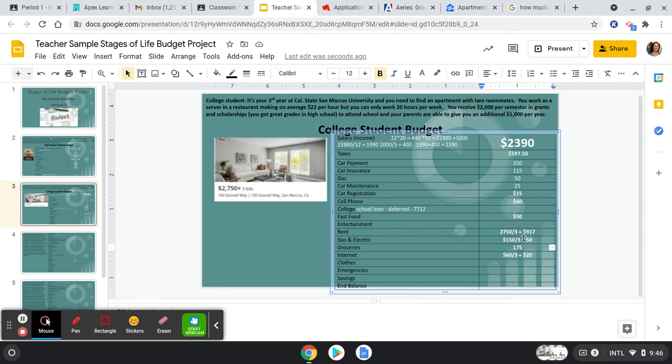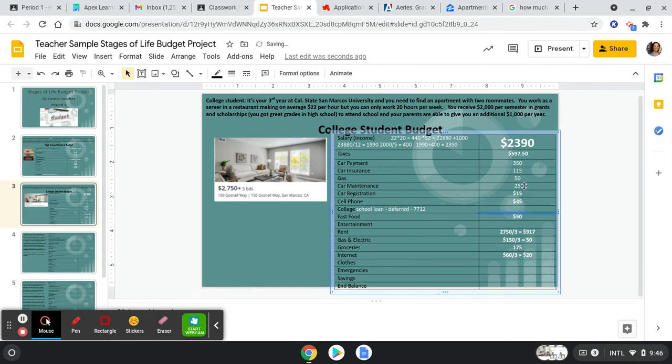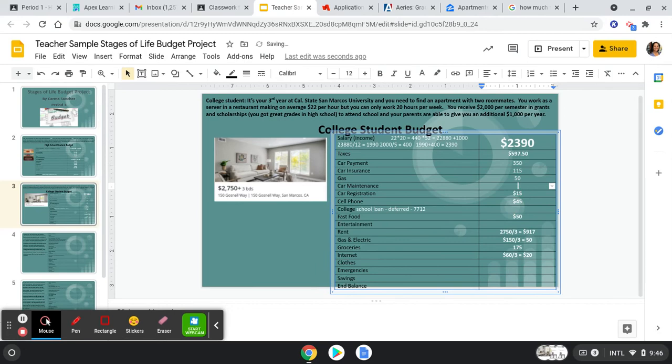So I need to cut off $30 somewhere else. Maybe I can find a cheaper cell phone plan, not Verizon. And maybe my car maintenance is going to come out to only 20 bucks a month. And maybe I find a cheaper insurance. All right, let's total this up and see where I'm at now.